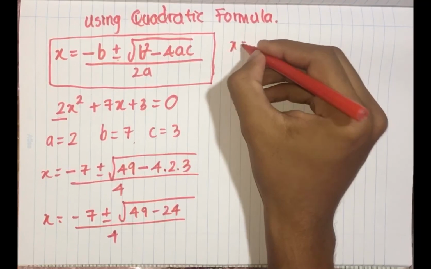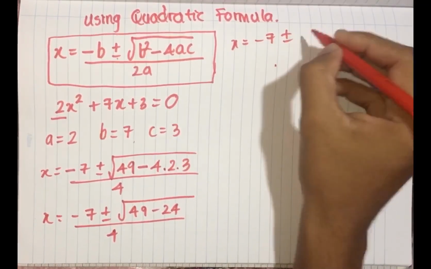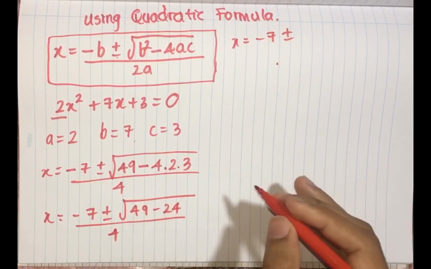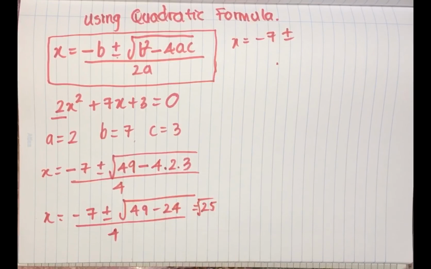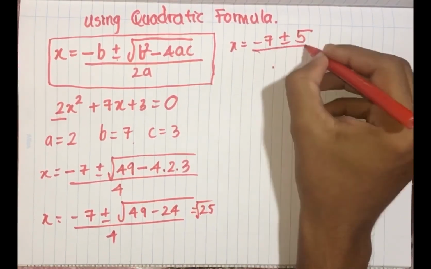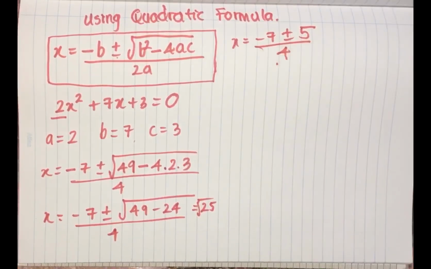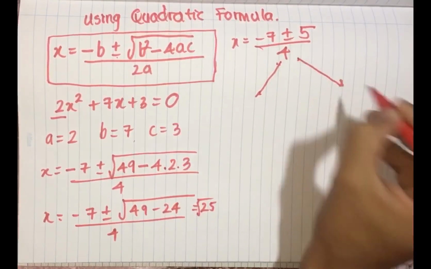Now let us solve further. You will get 49 minus 24 is equal to 25. This is equal to 25, root 25. So root 25 is equal to 5. So this is half way answer. Okay, now you have to further solve. Now what should you do? You have plus and minus, so you have two answers.